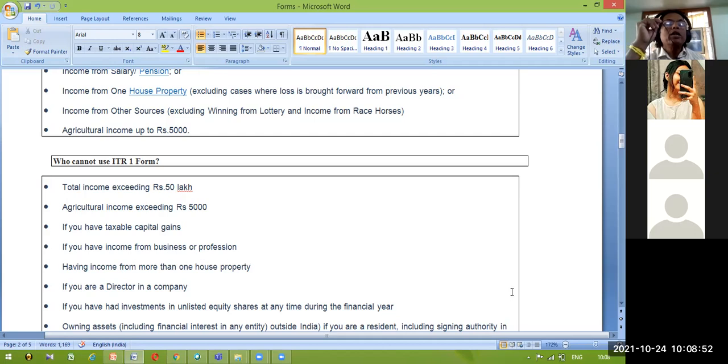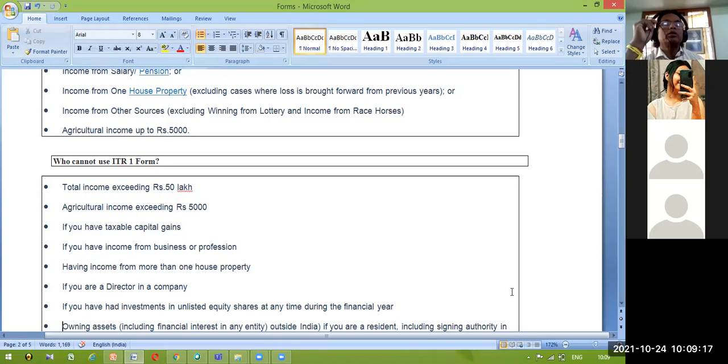If you have taxable capital gains, all of you know what is capital gains. There are 5 areas of income: income from salary, income from house property, income from business and profession, income from capital gains, and income from other sources. If you are having income from capital gains, you cannot fill up ITR 1. Very simple to understand. You should know who cannot.